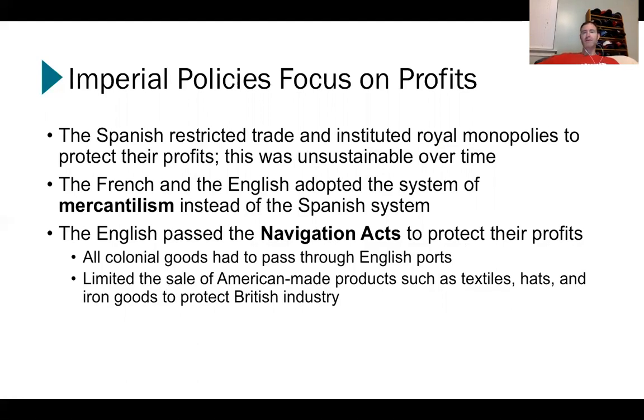Therefore, they're going to say, okay, we're going to do something different. Now, when you think of mercantilism, you probably think of things like having a favorable balance of trade, right? So you want to have more exports than imports, right? That's what we mean, guys, when we say favorable balance of trade.